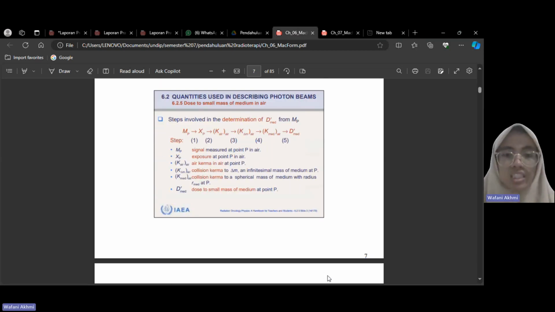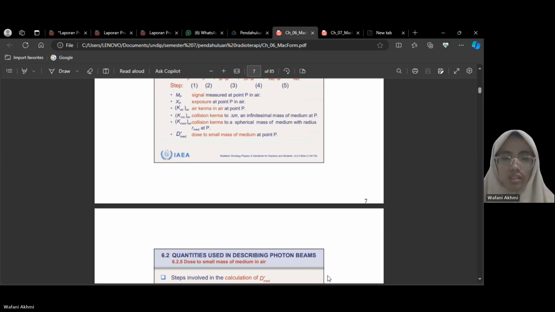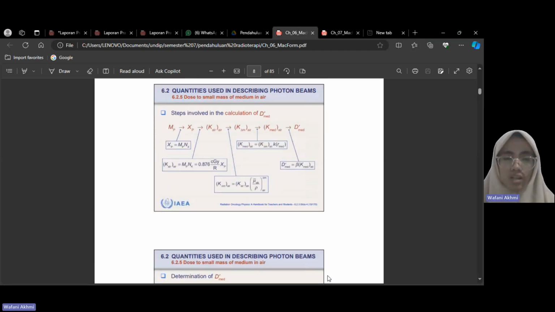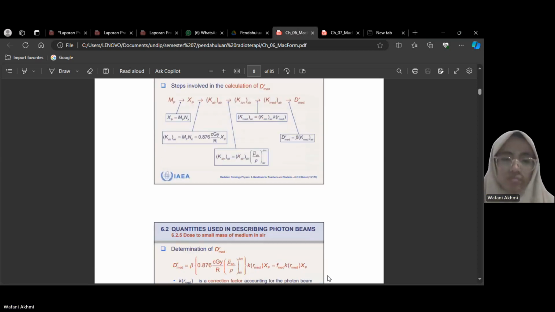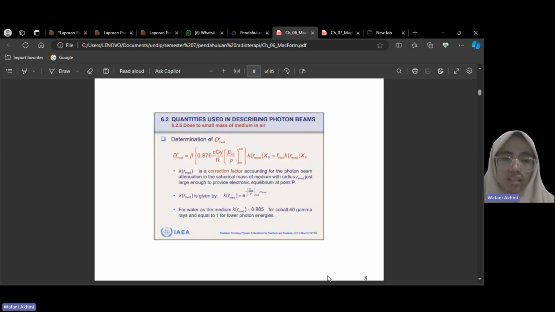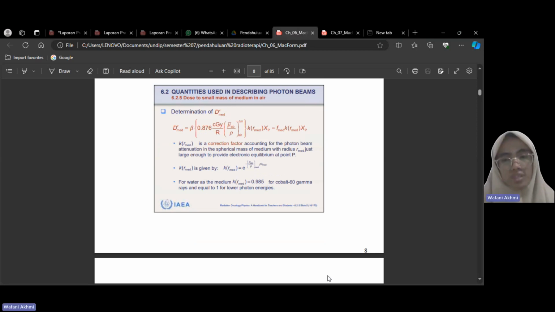There are steps involved in the determination of D-prime med from M P. And this is the steps involved in the calculation of D-prime med. Then determination of D-prime med.